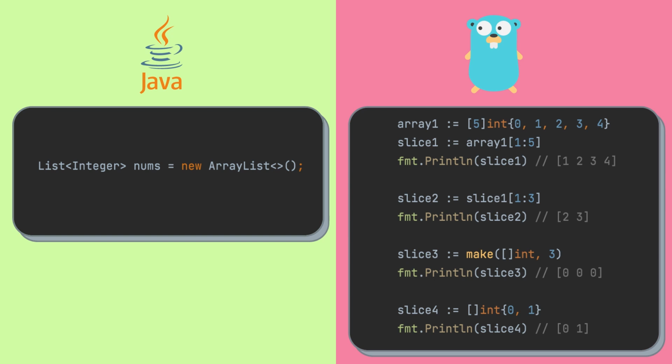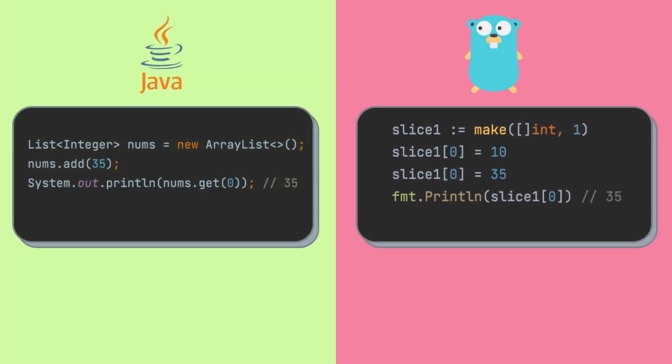The first two are by slicing an existing slice or array using a half-open range. In case you don't know what a half-open range is, it's where elements from the beginning index to the end index are included except the one at the end. The third way is using the make function by specifying the length of the slice. The last is by using a slice literal. This looks similar to an array literal but without the number of elements.